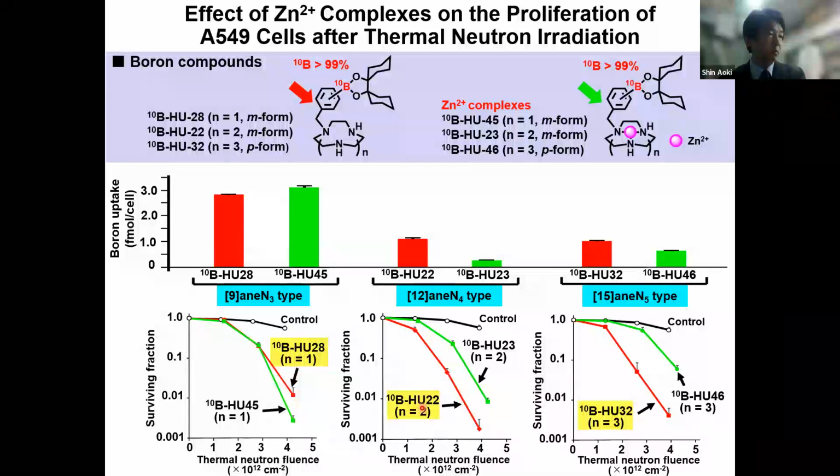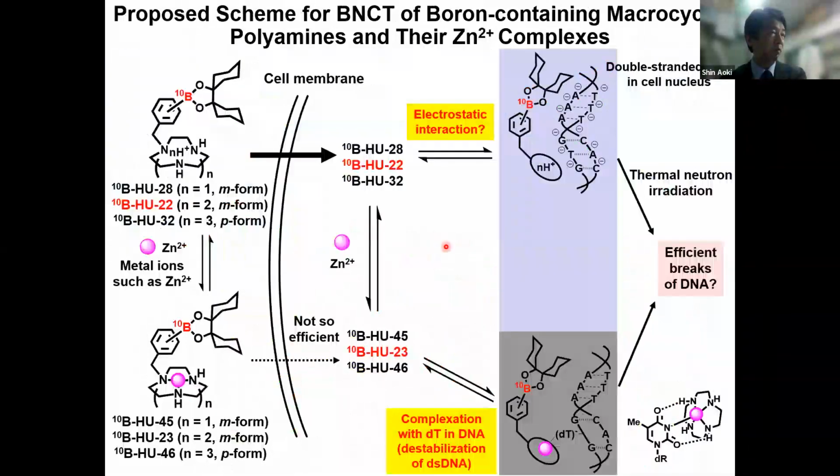On the other hand, the B10 enriched compounds of HU22 and HU32 have even higher BNCT effect than the nine-member ring. Also, the intracellular uptake of the 12-member ring and 15-member ring compounds is lower than that of the 9-member ring compounds.